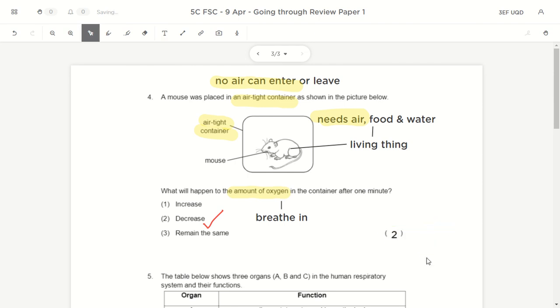Right? So just imagine you are trapped in a room, no doors, no windows. So you are still breathing. So you are breathing in oxygen. So if you breathe in oxygen, the amount of oxygen left in the container must decrease because you are using it up. So if you are breathing in, means you are using oxygen. And if you are using oxygen, means the amount of oxygen left in the container will decrease. Alright, so that is answer number 2.